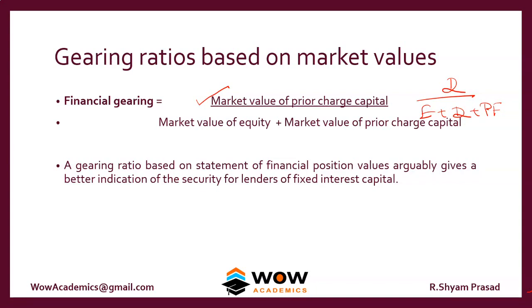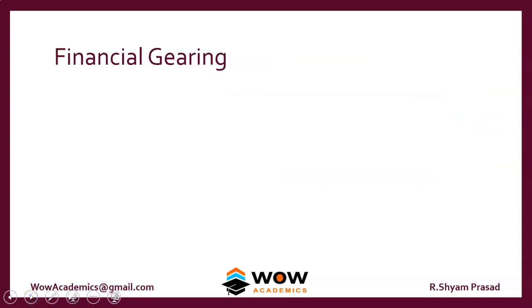Whether higher or lower is better for financial gearing, the lower is usually better because it gives stability to the company, but still it depends on context. If competitors are highly borrowed, this company can also borrow. If competitors are borrowing less, this company also has to borrow less. So it depends upon certain contexts.